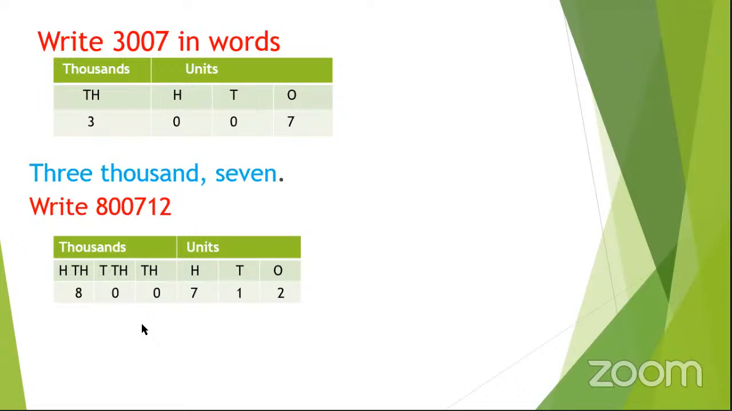So the zeros after the digits from 1 to 9 are very important. We need to consider them. But the zeros before those digits are not important. That's why in our example here, the zeros before 7, we could not read them, we could not write them again, yes? But these zeros after this 8 are very important. So we shall read this one as 800.